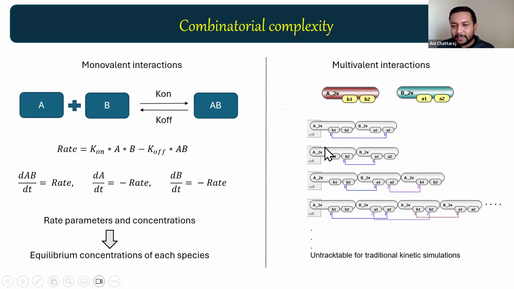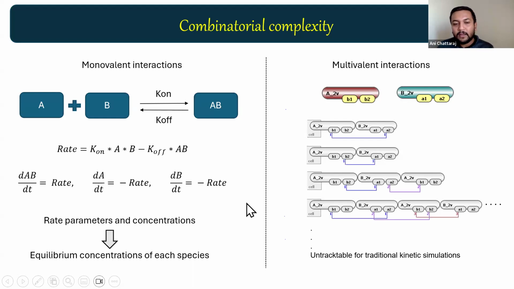But if you think of something like this, for example, let's say you have two binding sites for A and two binding sites for B, and each of them can interact, you can see that they can form really long polymer chains, and very quickly it becomes intractable by these traditional kinetic schemes. So in order to overcome this problem, people introduced the idea of rule-based modeling, and you will hear a lot about rule-based modeling and the technical details, but I'm not going into those technical details.